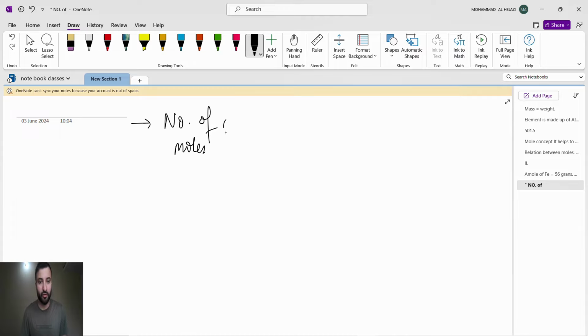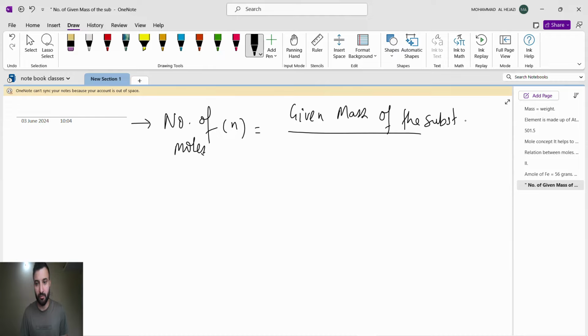Number of moles is denoted by small n. So the number of moles formula is given mass, or you can say given weight, because somewhere they will write the given weight, somewhere they will write given mass, because in chemistry mass and weight both are same. So given mass of the substance, or you can say given weight of the substance, divided by molar mass of the substance.